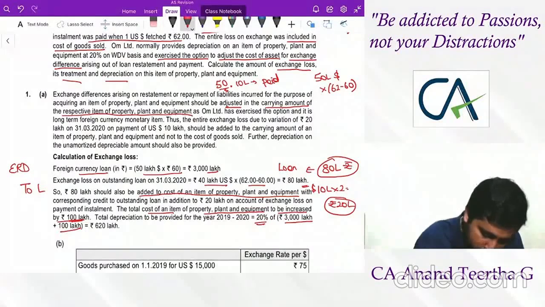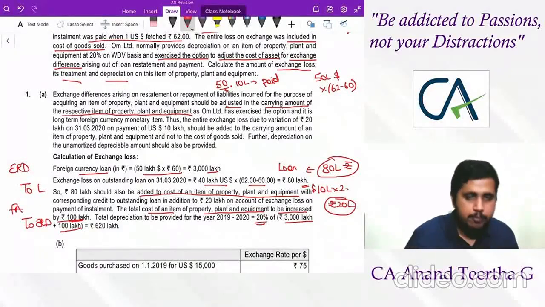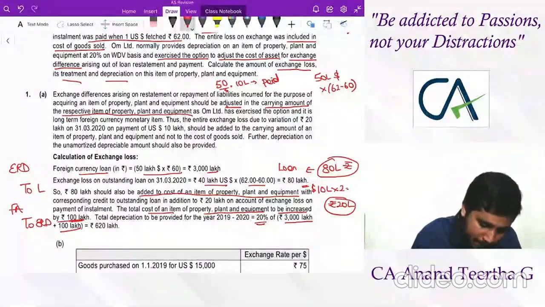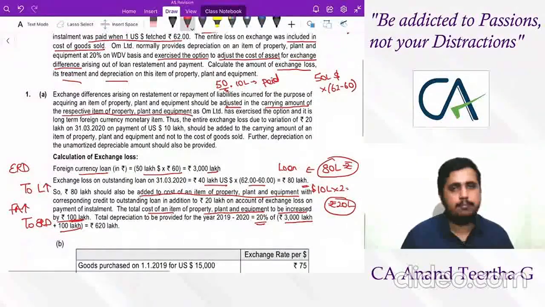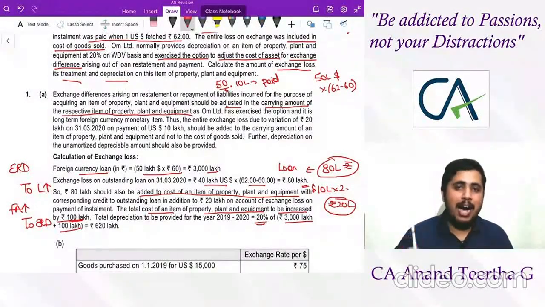Later what you will do? To ERD, because you want to close ERD, debit will be given to what? Fixed asset. So automatically what happened? Asset increased, liability increased. Okay, so you have to add it to the asset. So that is how it should be done.